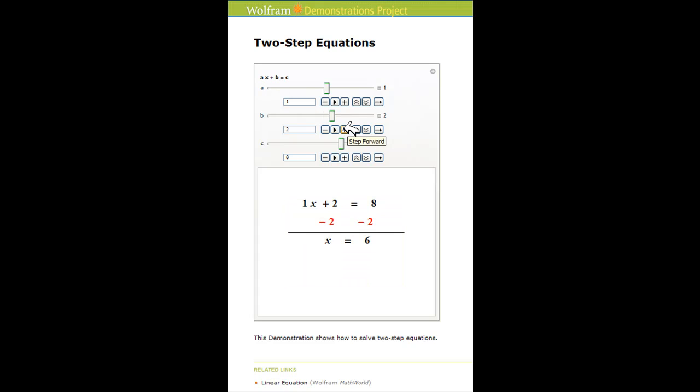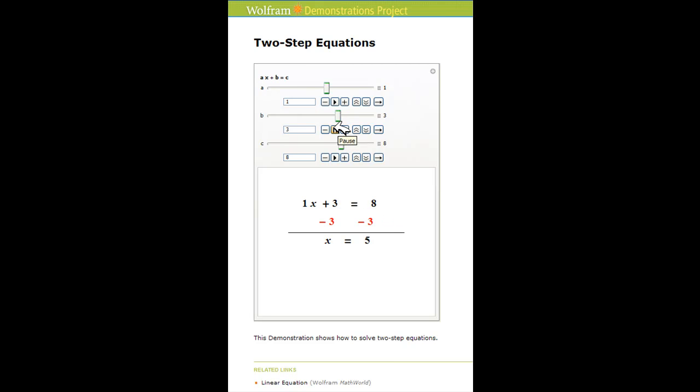Let's change b to 2. So what number plus 2 equals 8? To solve this, you're going to add a negative 2 to both sides. That leaves you with x equals 6. So 6 plus 2 equals 8. Let's change that to a 3. What number plus 3 equals 8? 5. So if it's x plus 3 equals 8, you want to undo the plus 3. So you add a negative 3 to both sides.